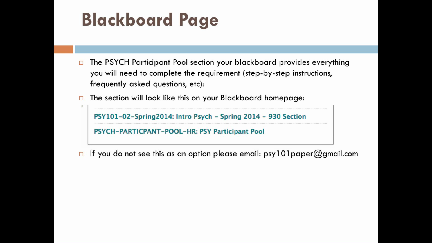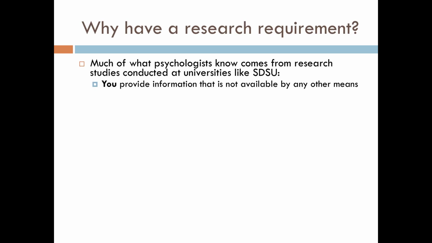Now, as I mentioned, we do have a Blackboard section entitled Psych Participant Pool. When you log into Blackboard, you should see this on your homepage as it shows here, Psych Participant Pool. There you can click on that link and there are several sections with plenty of information on how to complete the research requirement. If for some reason you log into Blackboard and you do not see this section, please email us with your red ID and we can get you added to that section.